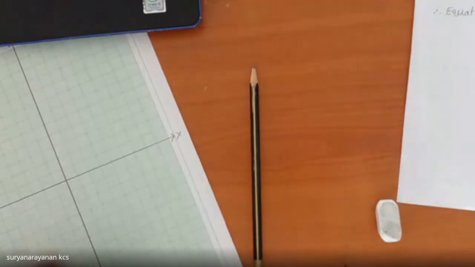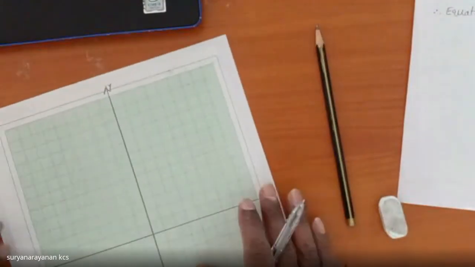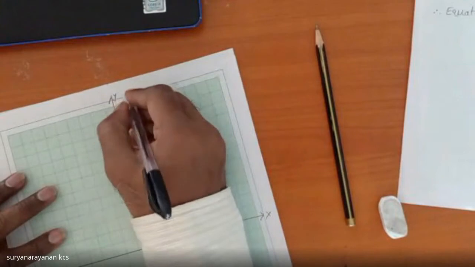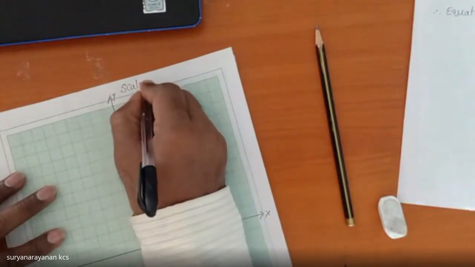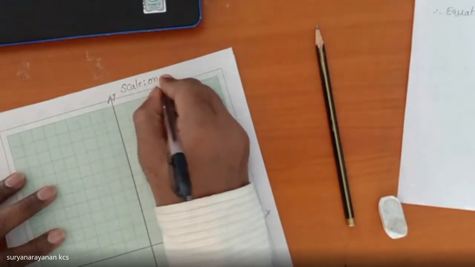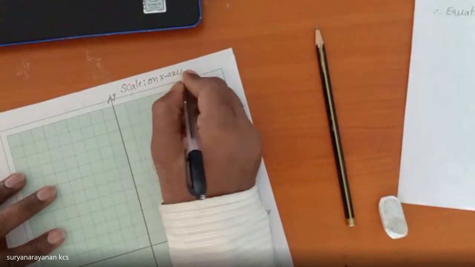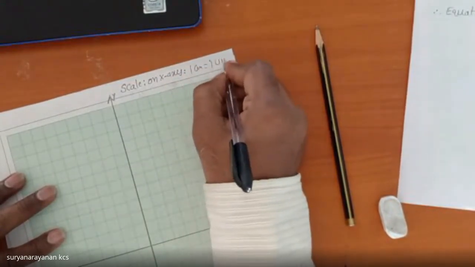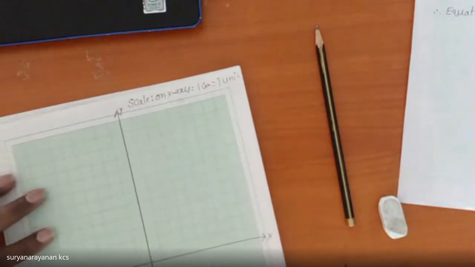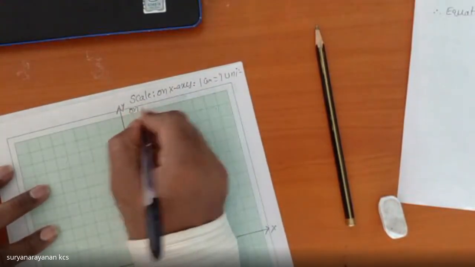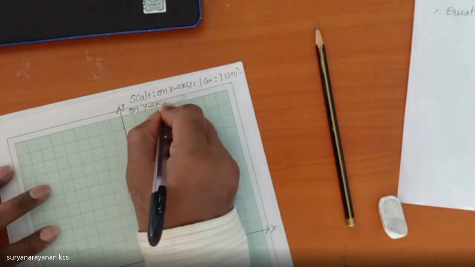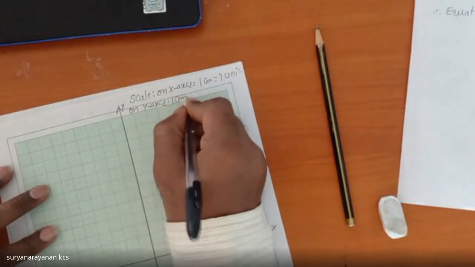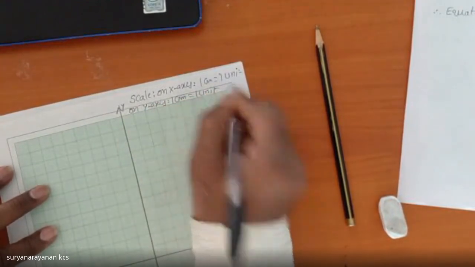Now let us write the scale. On x-axis, 1 centimeter is equal to 1 unit. On y-axis, 1 centimeter is equal to 1 unit.